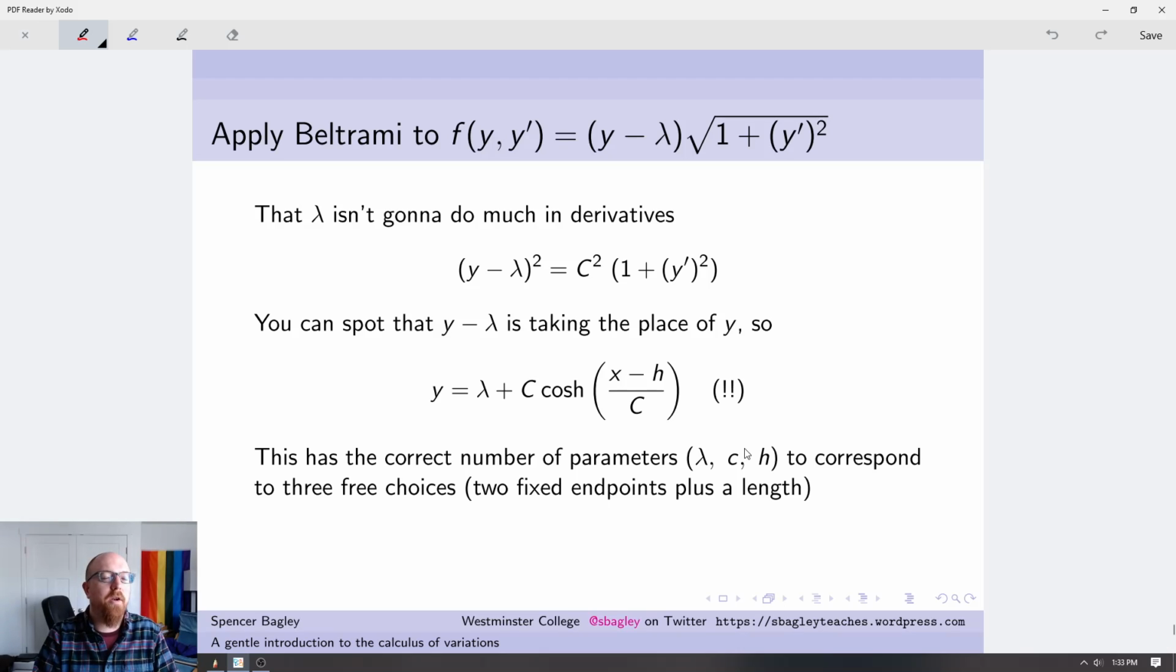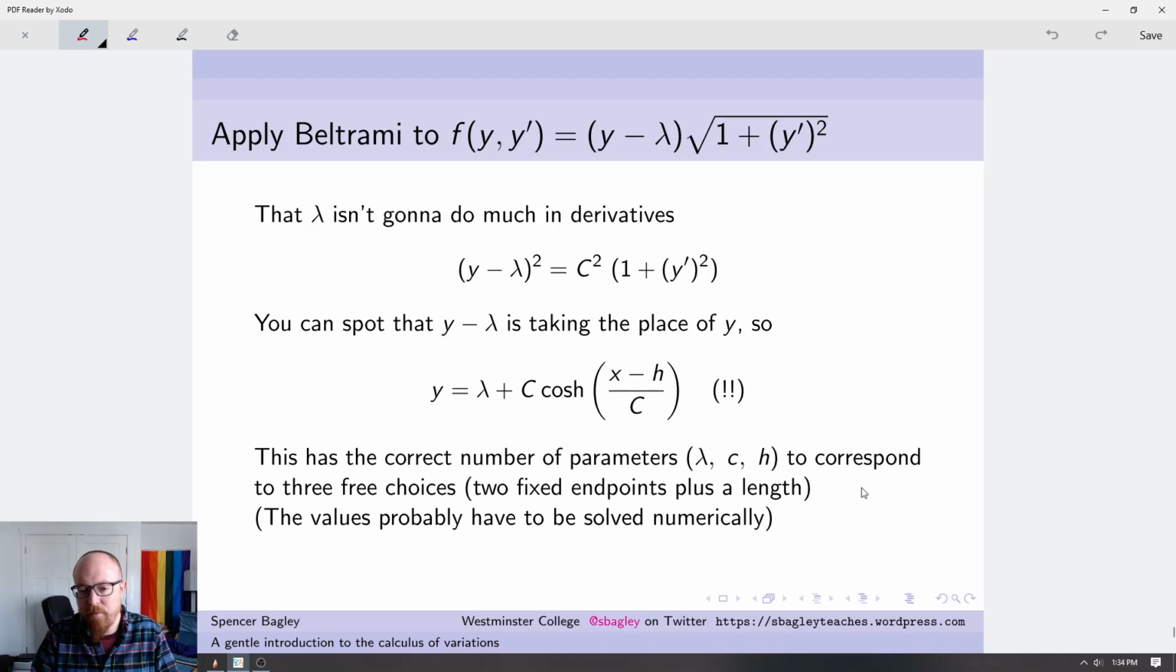Okay, now we have landed on something that has the correct number of parameters, 3: lambda, c, and h. That should be a capital C, pretend it is. And that corresponds quite nicely with the 3 free choices that we have of the 2 fixed endpoints plus the length. In the small amount of time that we have left, I will just say that the values probably are going to have to be solved numerically. That cosh function is kind of a pain to work with.